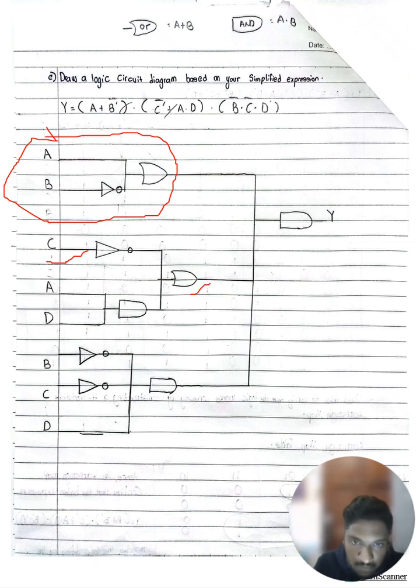And this particular thing, you can see B bar, B bar, C bar. So B bar, C bar, and D combined together and they are multiplied. So this is the AND diagram. Which means this one on this side, this one on this side, this one on this side, at the final they are all multiplied, and at the final, you can get Y. So these are the logic circuit diagram based on your simplified expression.